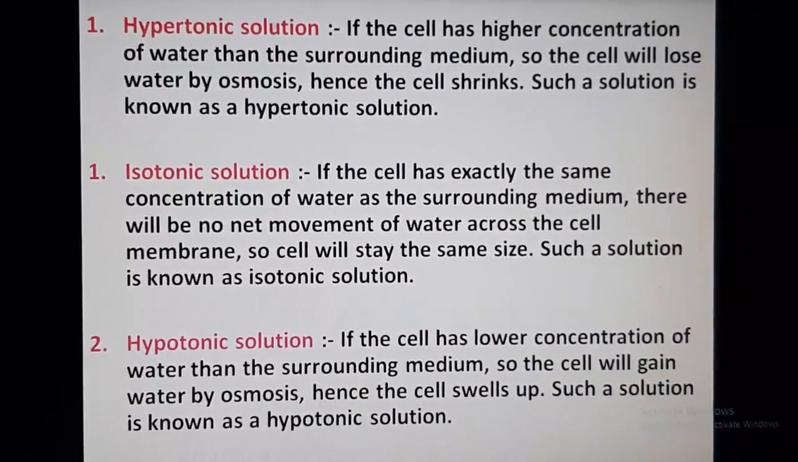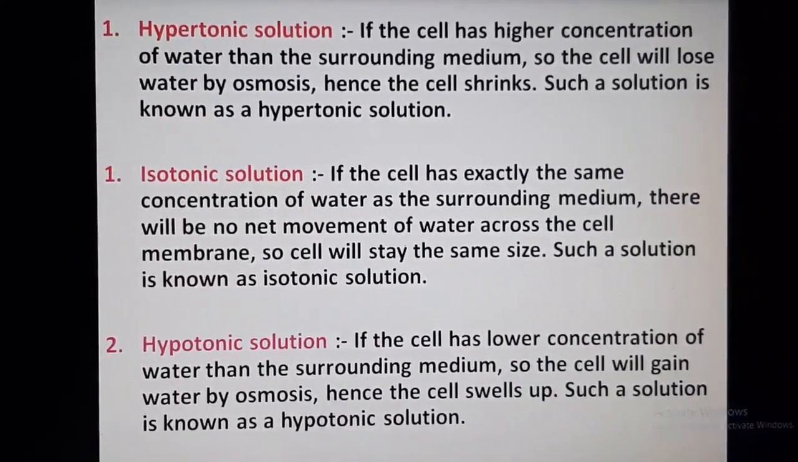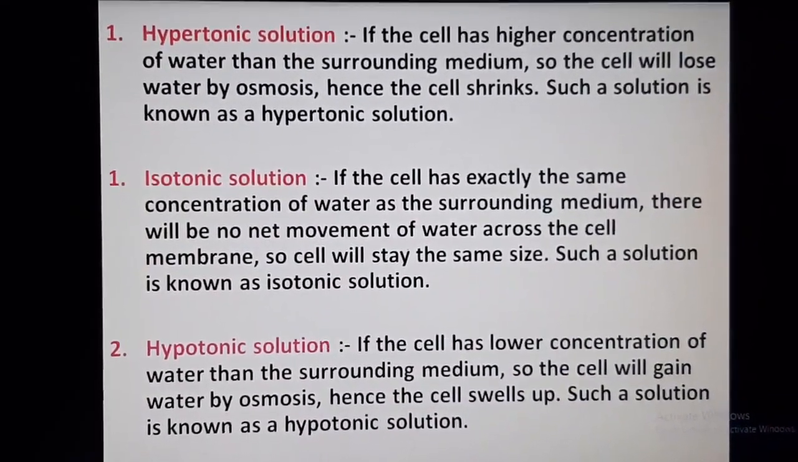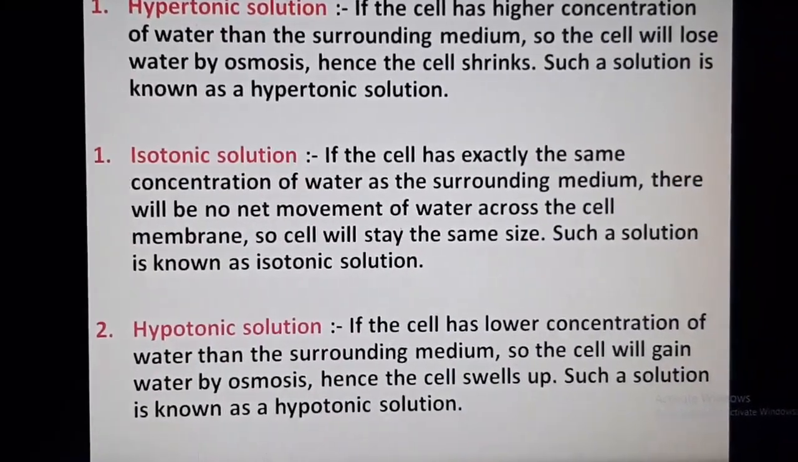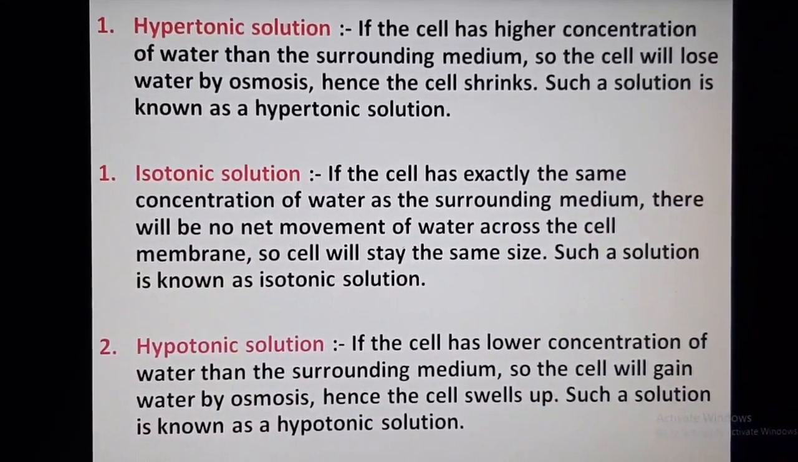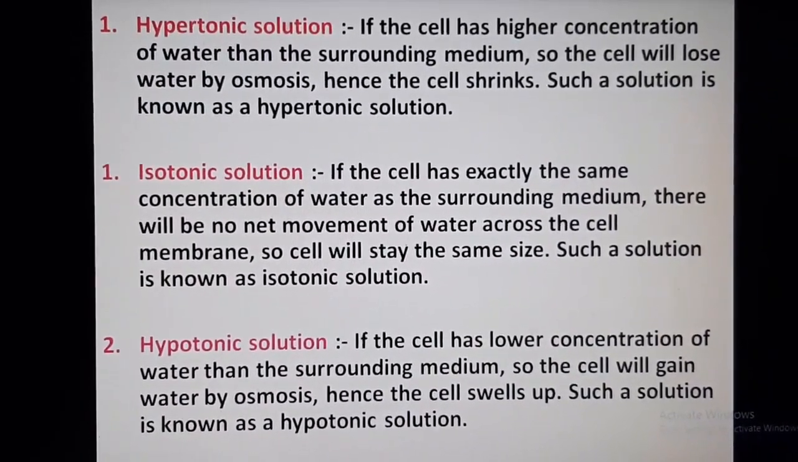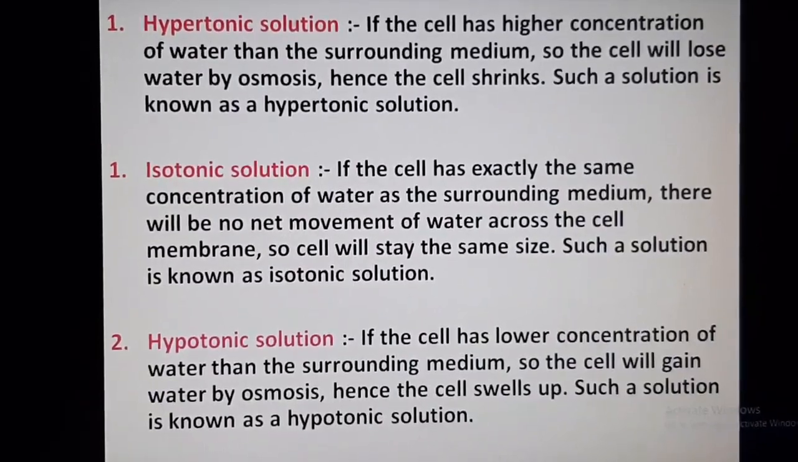And what is isotonic solution? Isotonic solution means if the cell has exactly the same concentration of water as the surrounding medium, there will be no net movement of water across the cell membrane. So the cell will stay the same size, that means normal size. Such a solution is known as isotonic solution.